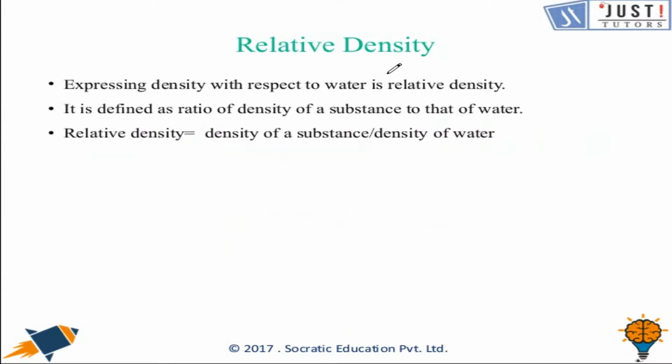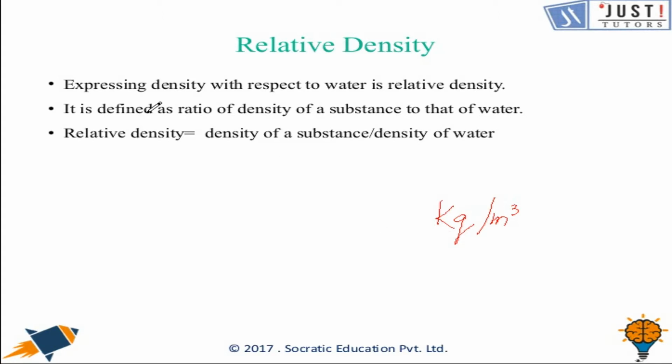Relative density. As we know, mass per unit volume is density, and its unit is kilogram per cubic meter. Let me write it for you. Kilogram per meter cube. This is the SI unit of density. It varies from substance to substance.